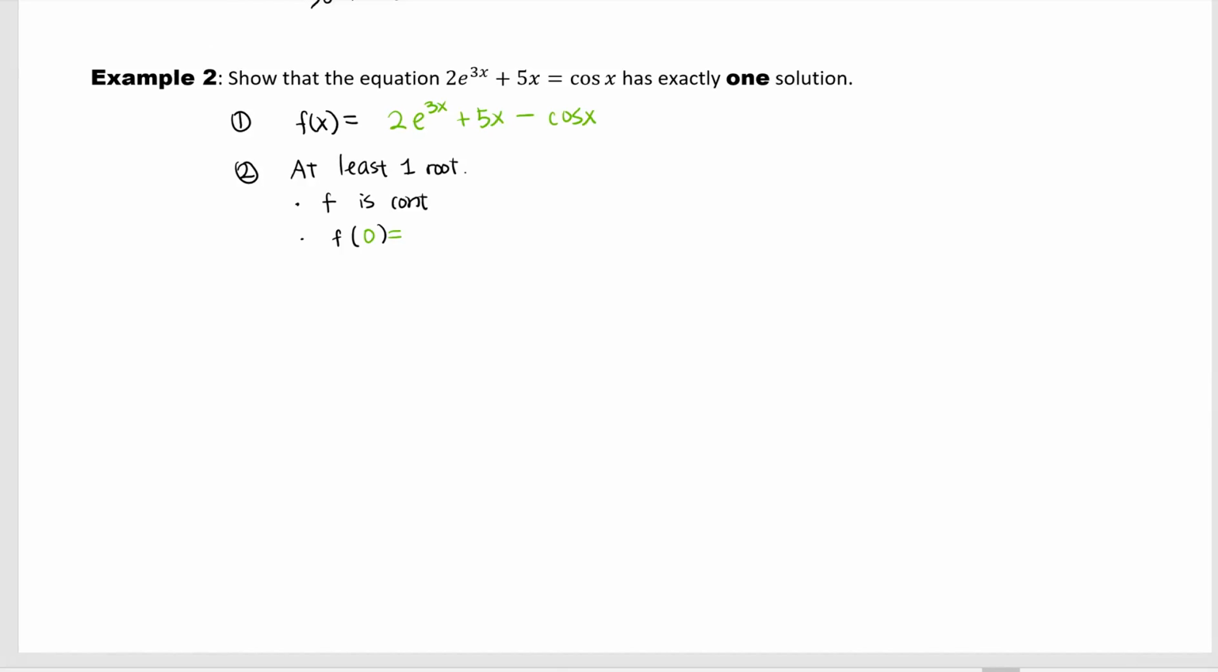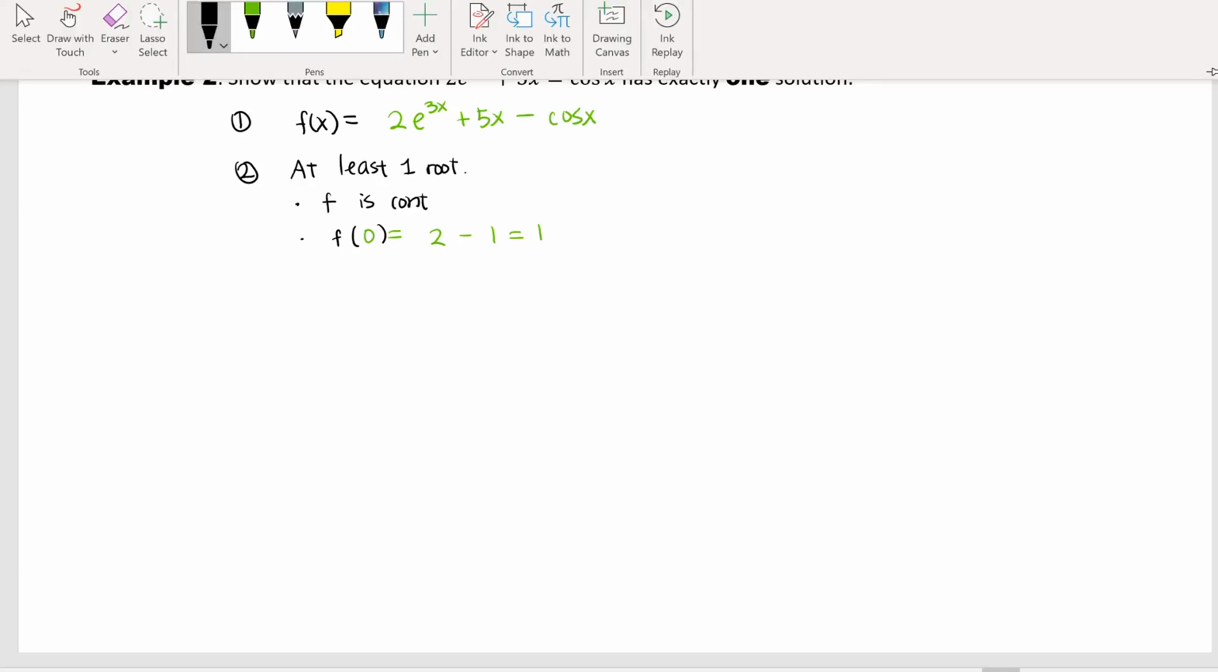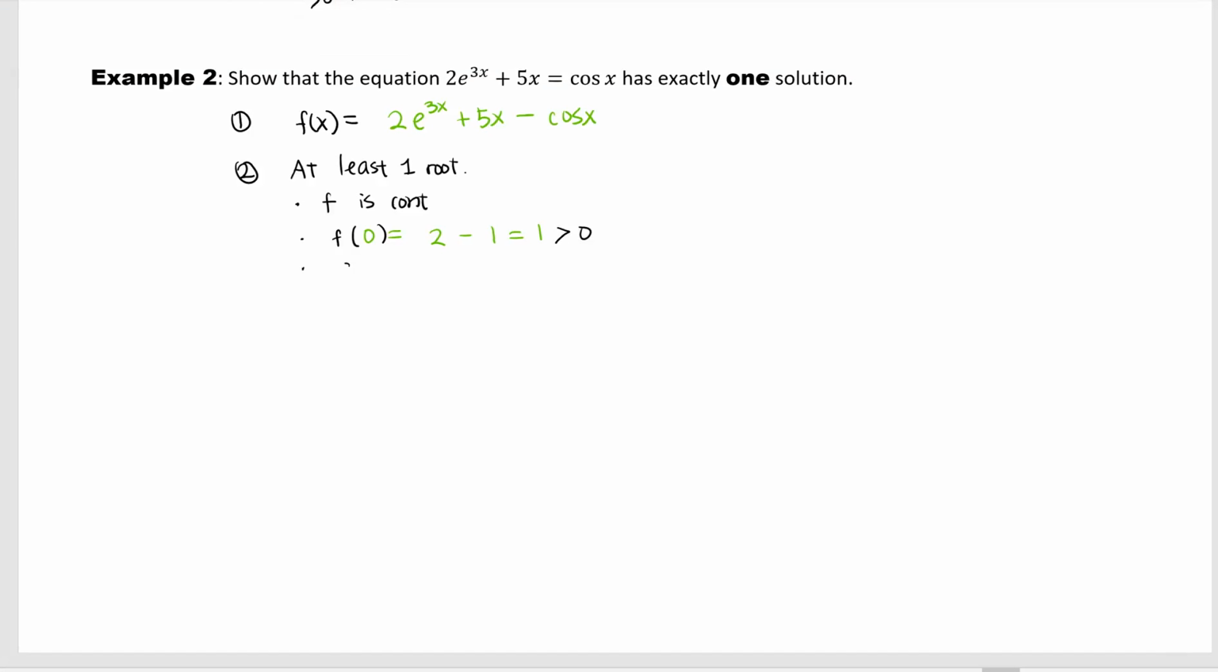When we plug in 0, 2 e to the 0 is 2, and 5 times 0 is 0, minus cosine 0 is 1. So this is positive. Next, we need to find a negative number. What negative number? Let's try to plug in minus 2 and see whether it works.